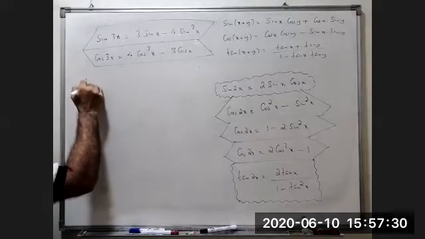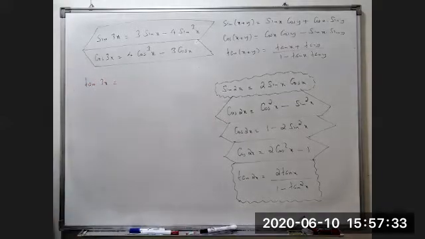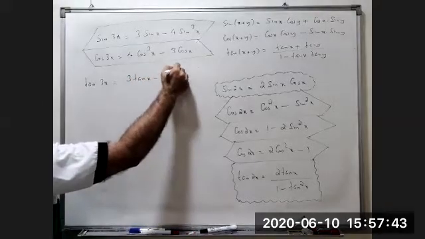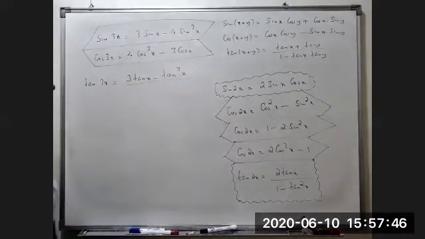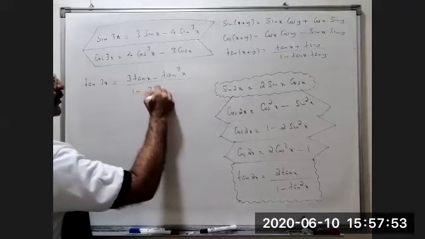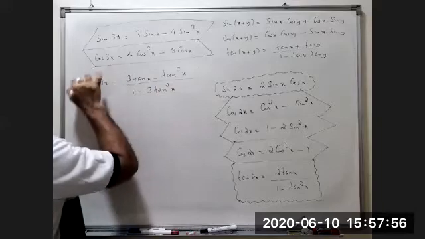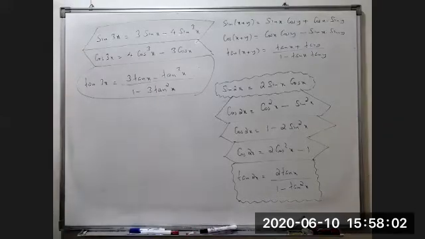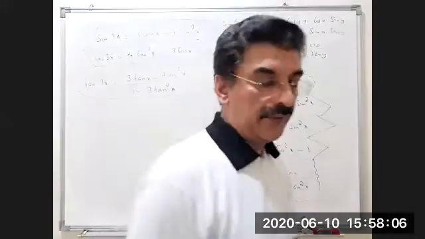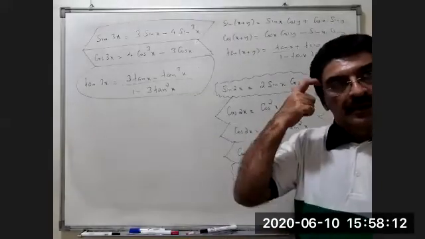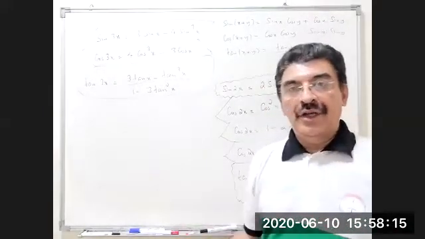And tan 3x is 3 tan x minus tan cube x, by 1 minus 3 tan square x. Again, don't forget it, learn it.